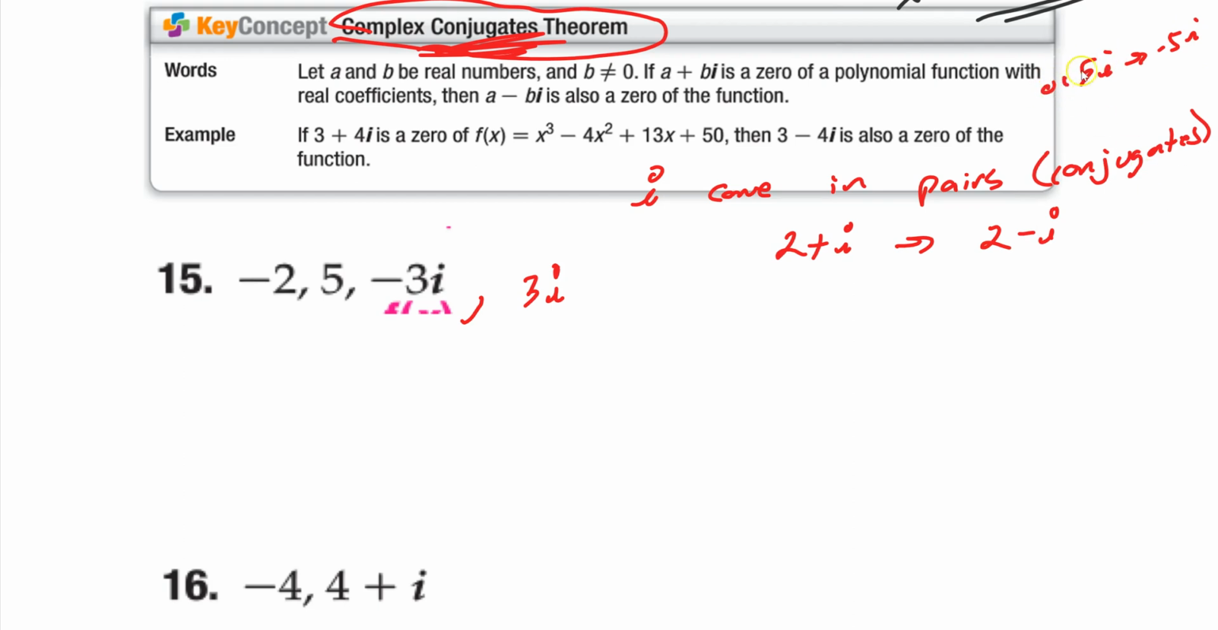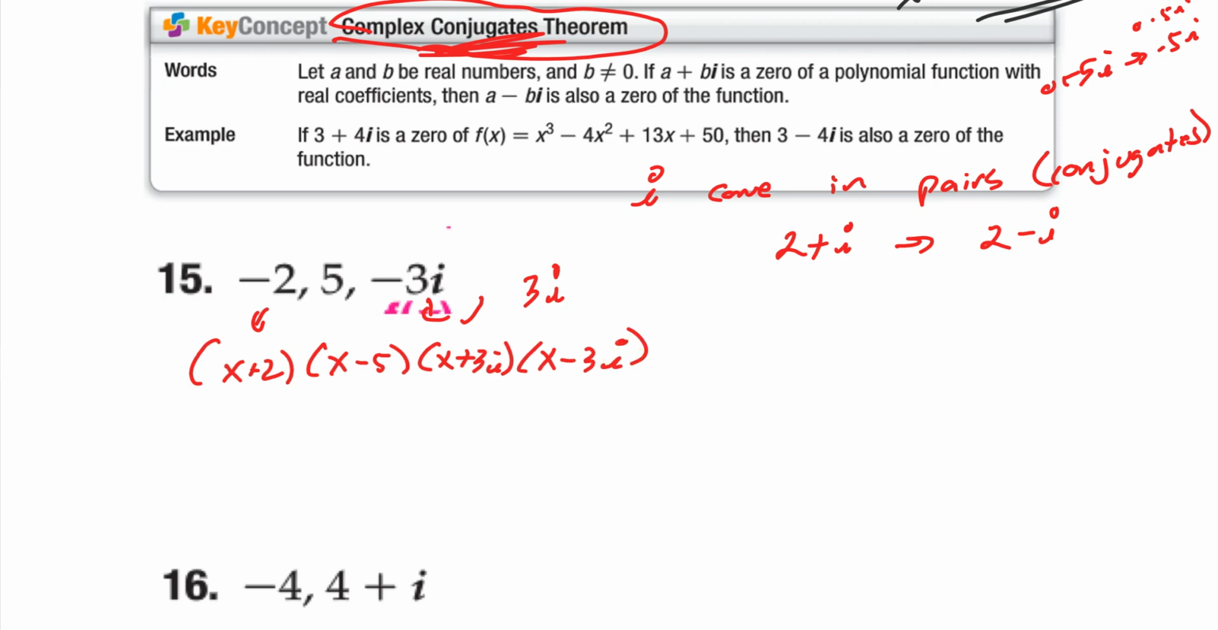It's like 0 plus, 0 minus. So they always come in pairs. So if you have a negative 3i there, you've got to change this. It should also have its pair, 3i. And then the way this works, just like the other one, put that in this form: x plus 2, x minus 5. Put that one, x plus 3i, and the last one, x minus 3i.